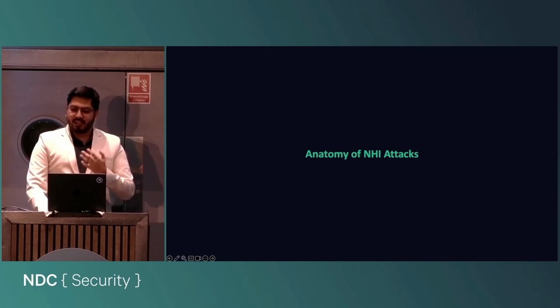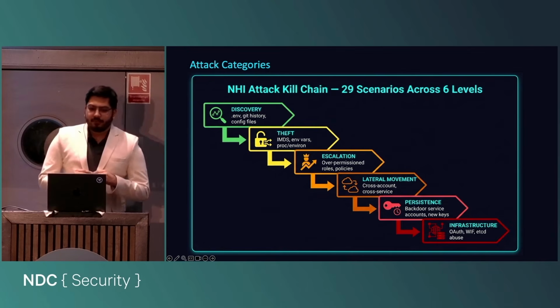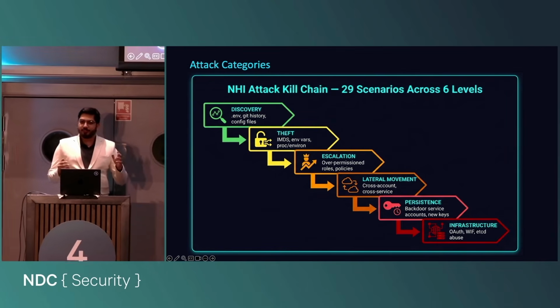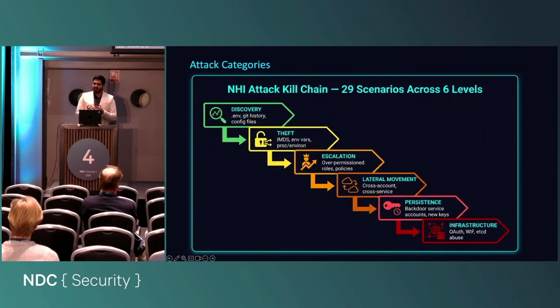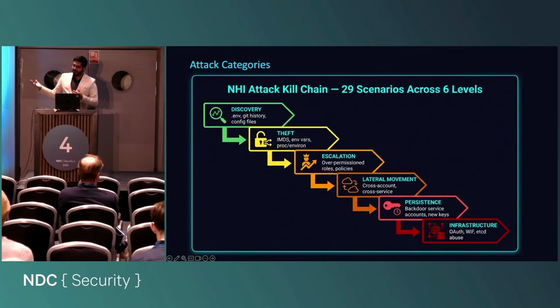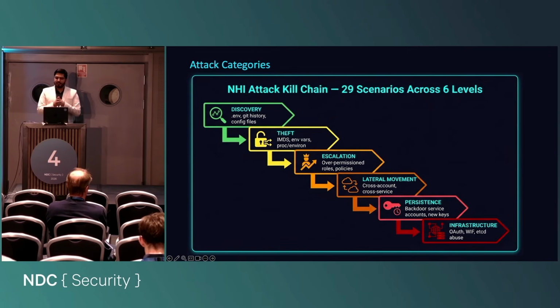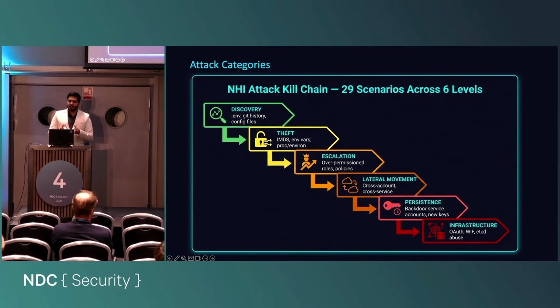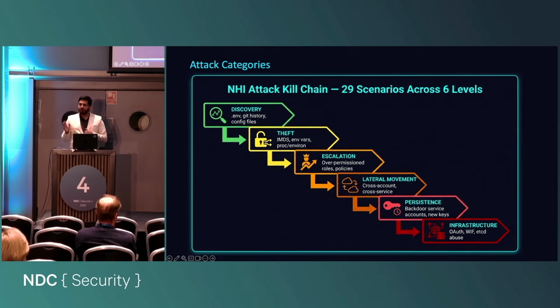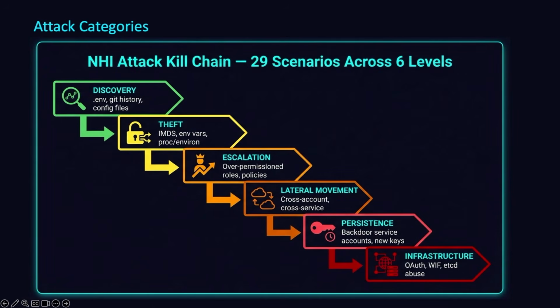Now, let's discuss how the NHI attack kill chain works. We first have the discovery phase where we discover what .env files are there, what credential files are there. That leads to the next step, credential theft. After that, we do escalation via overprivileged roles and permissions. Once that is done, we do lateral movement across services, then establishing persistence, and finally gaining infrastructure access. This is like a normal C2 chain, but just for the NHIs. Here I have built 29 attack scenarios for the test bed across 6 progressive levels. This is a full kill chain from finding the credentials to owning the entire infrastructure.